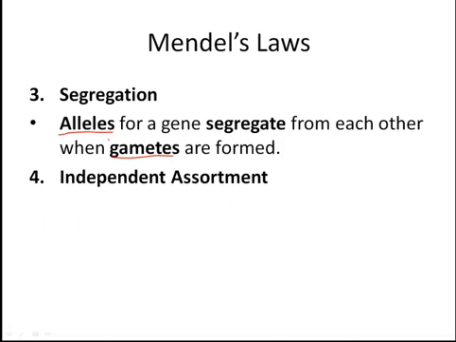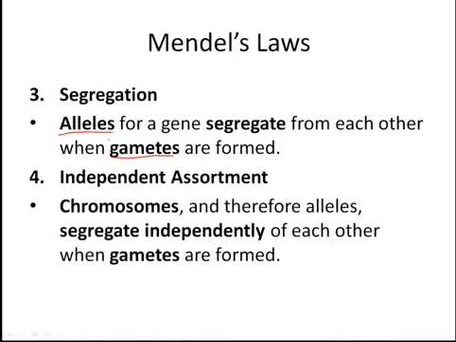And his third law was independent assortment. This says that entire chromosomes and the alleles that are on them separate independently of each other when gametes are formed. So you have 46 total chromosomes. The law of independent assortment says you're only going to give 23 of those chromosomes to your offspring.